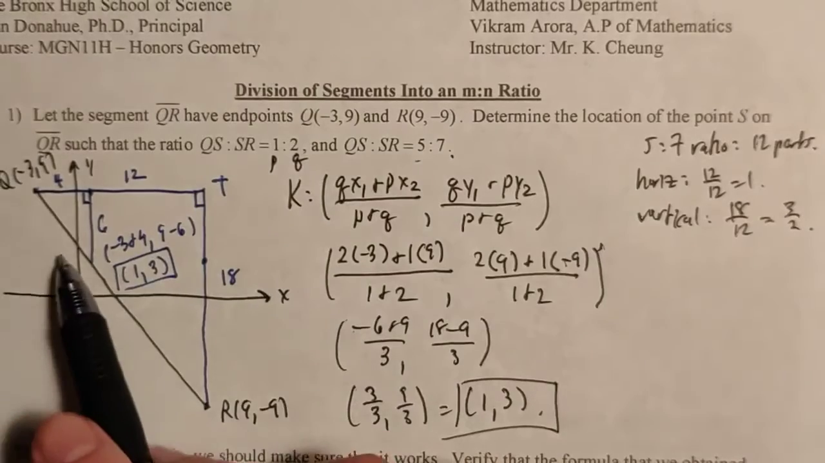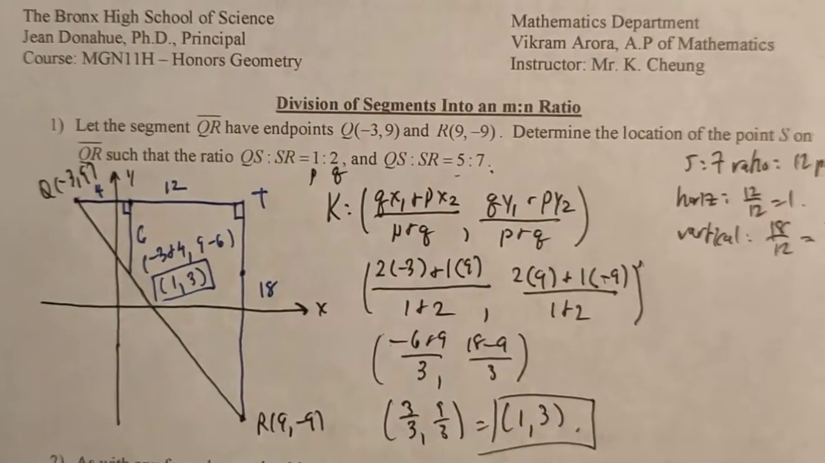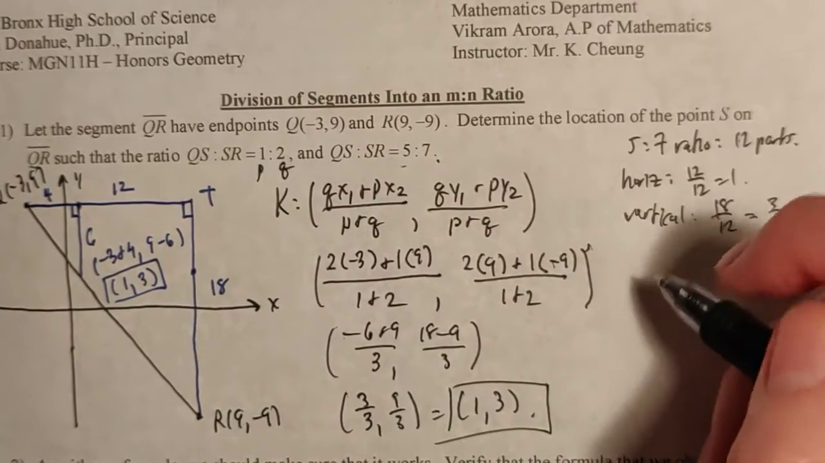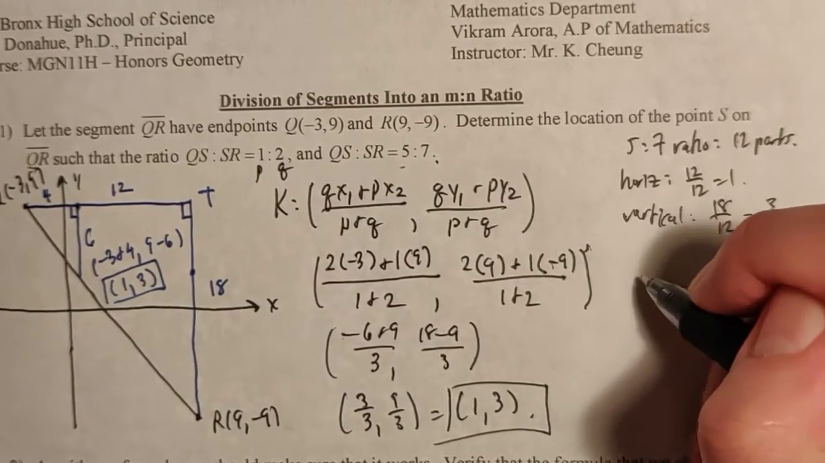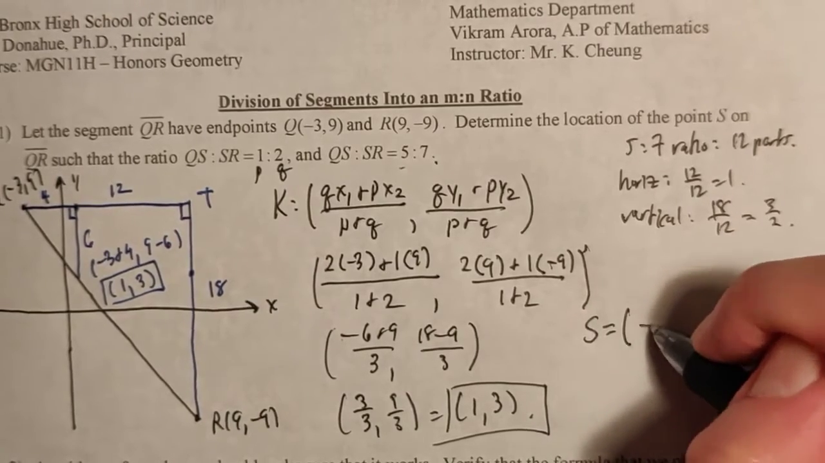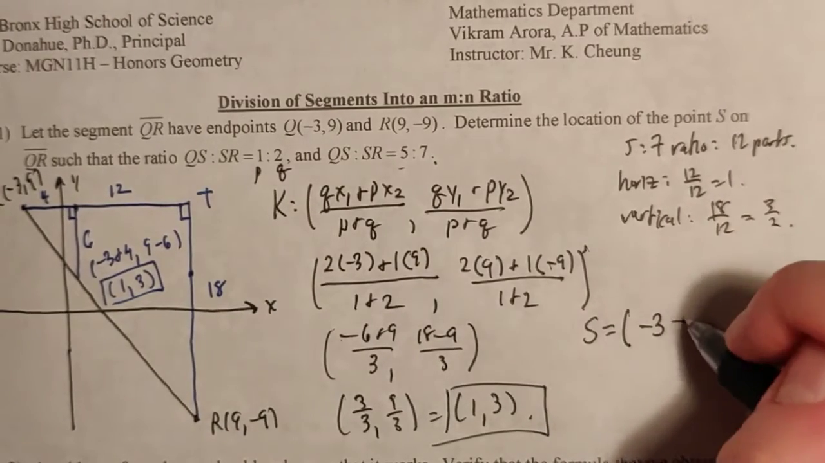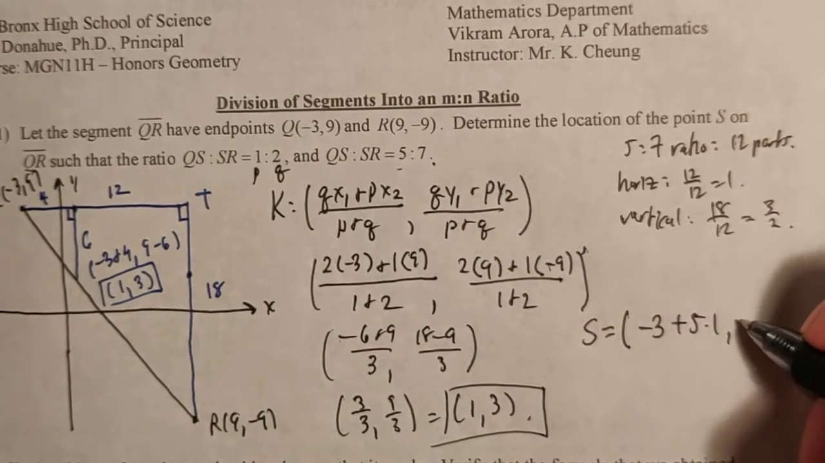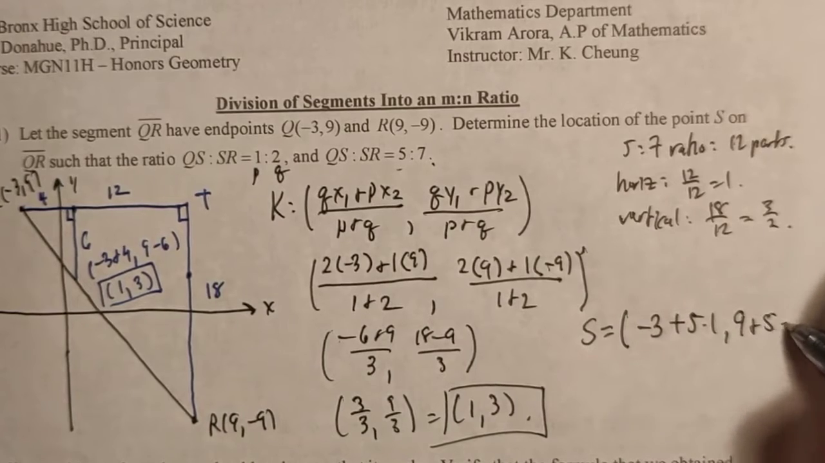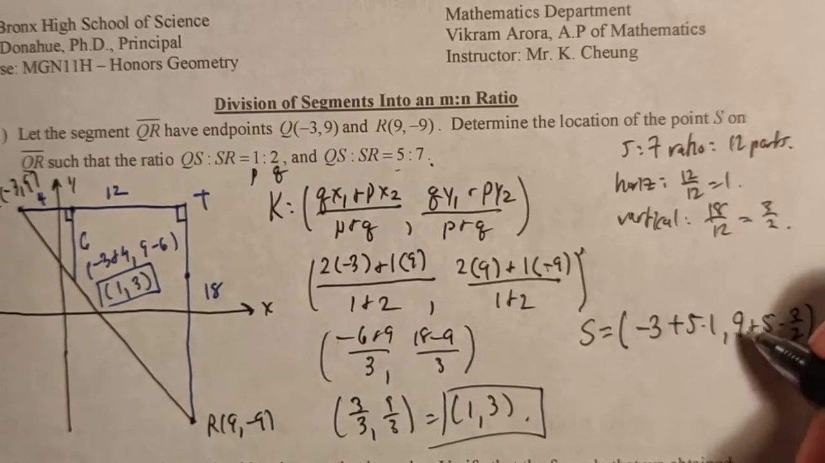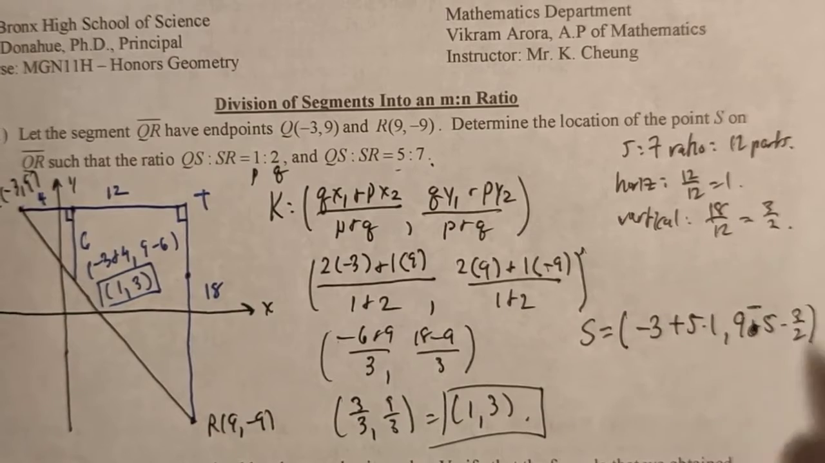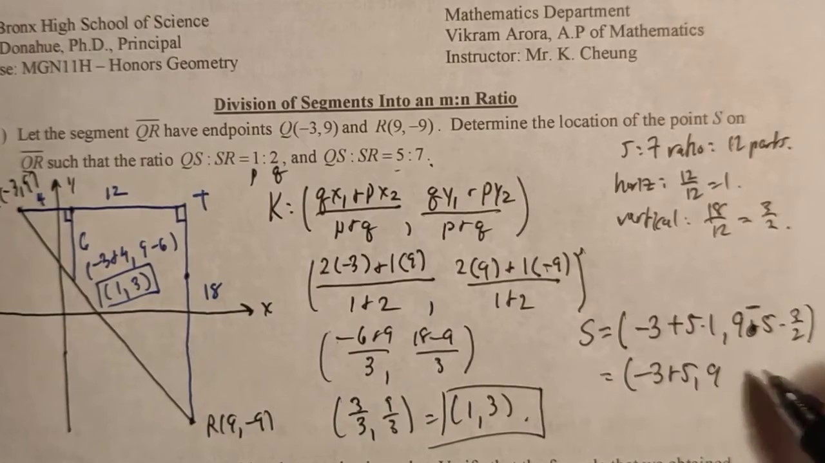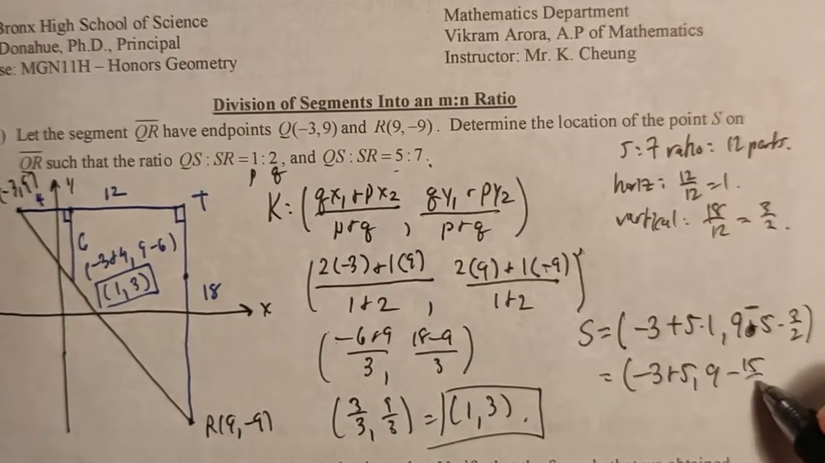Because we know QS to SR back here is 5 to 7 now. Now we have to travel 5 steps. We're going to travel 5 steps right, 5 steps down. So that means our location S is going to be at -3. Now we're going to travel 5 steps to the right, which is 5 times 1. And now we're going to travel 5 steps down, which is going to be from 9 and then 5 times 3 halves here. But again, I apologize, we're stepping downwards, so that should be a minus sign here. So it's negative 3 plus 5, comma 9 minus 15 halves.